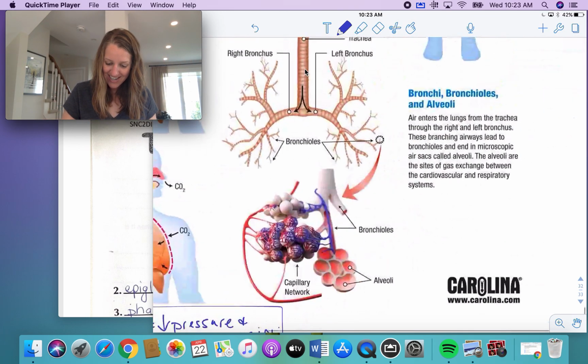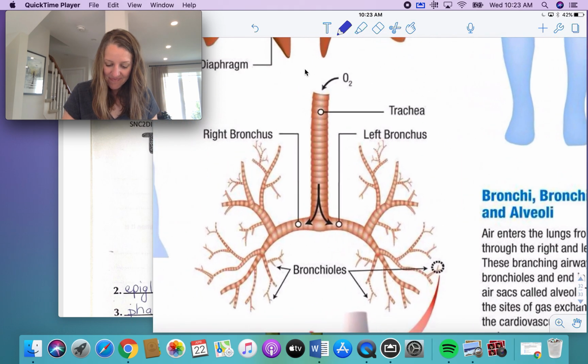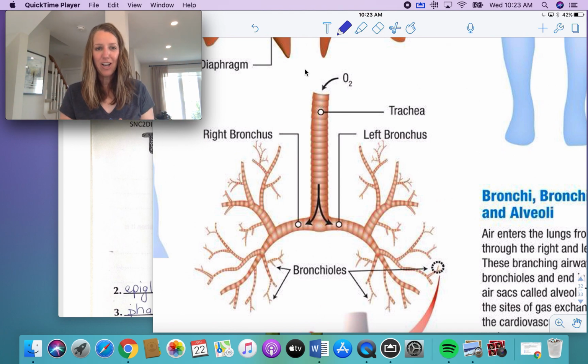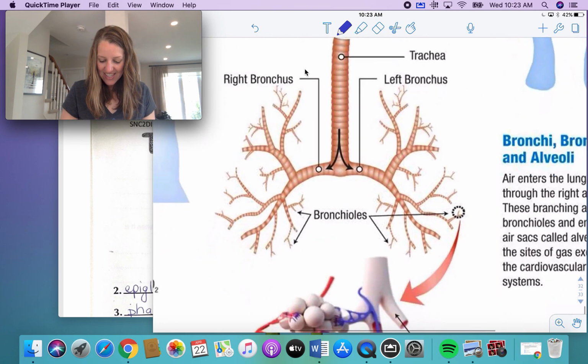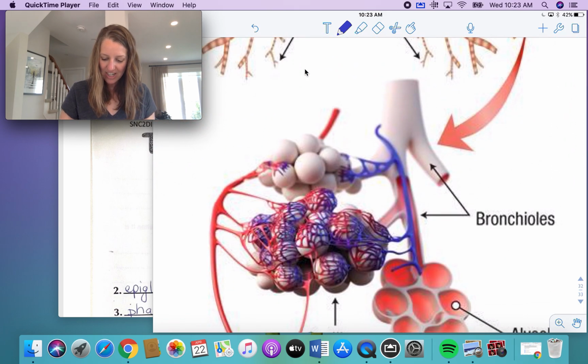All right, moving on. Next little bit here, you can see that the trachea branches off and branches off and branches off. You have two lungs, so you've got a left bronchus and a right bronchus, and then the bronchus ends in the bronchioles. And you can see here that it's a great diagram of what that looks like.